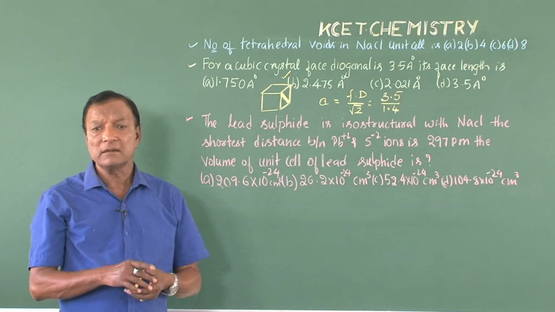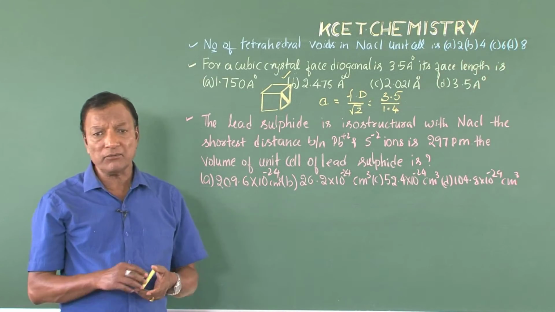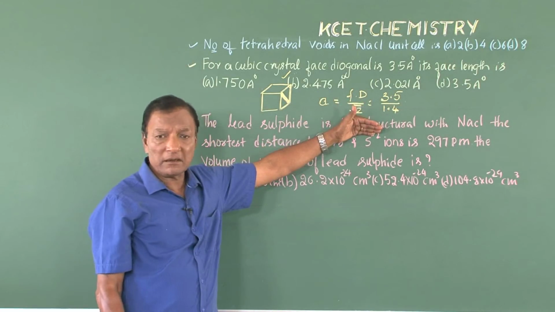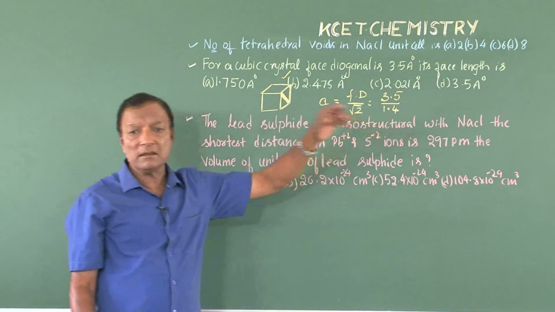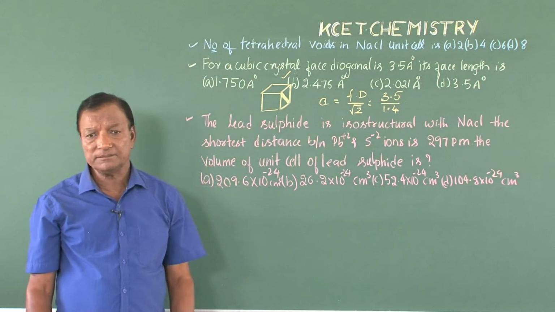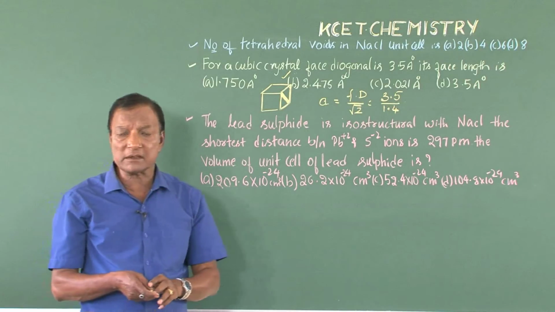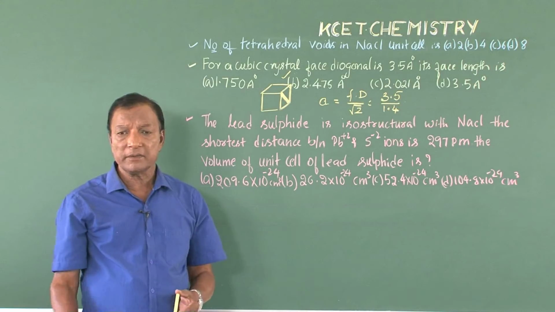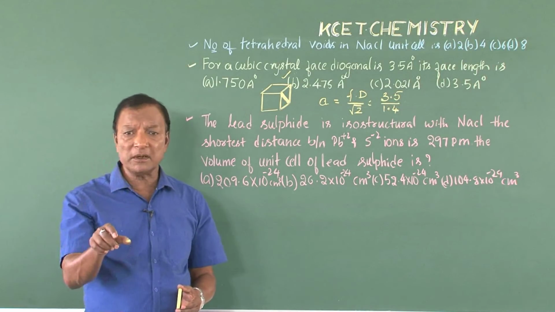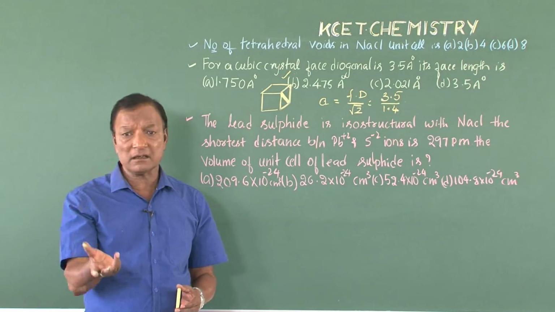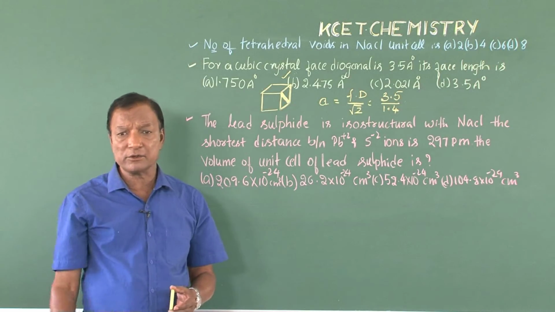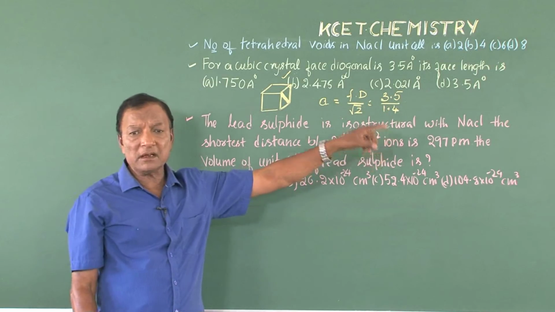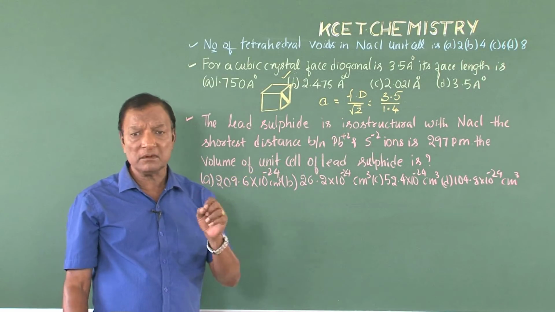So, there are two things to be taken care of. One, what is the isostructural pattern, and what is the structure of NaCl. Isostructural means two different crystalline samples having the same arrangement of the particles in the crystal lattice are called isostructurals. So, structure-wise, PbS and NaCl have the same pattern.